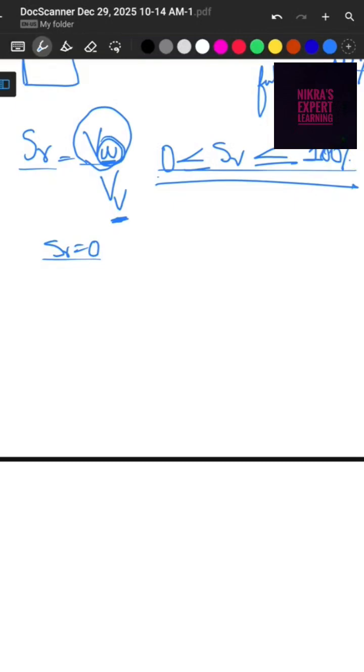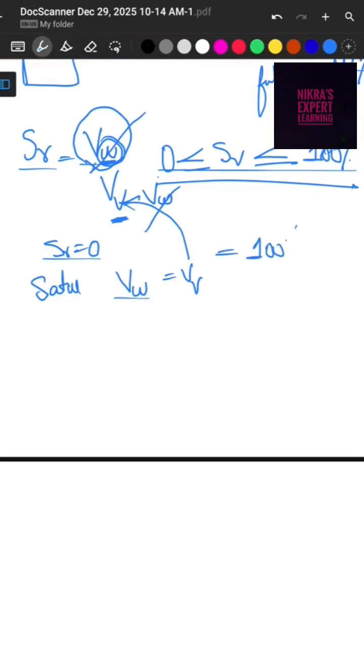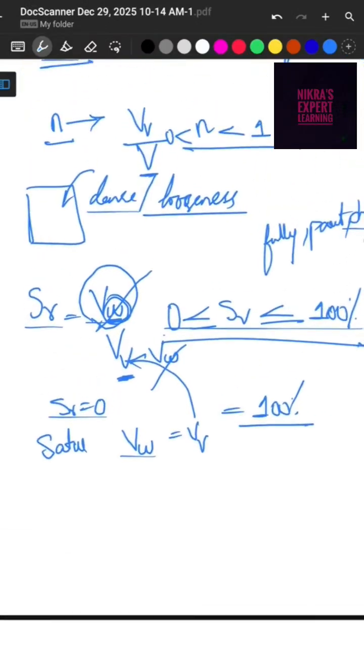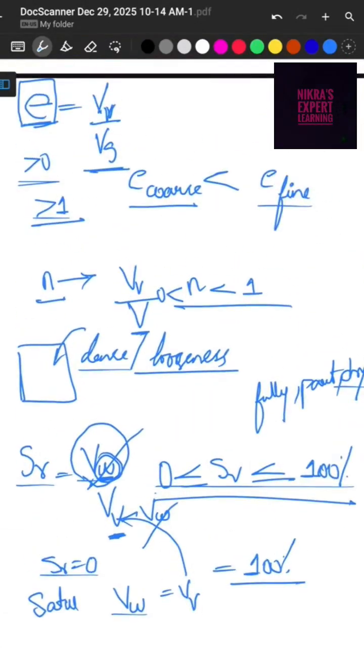But when I am telling about the fully saturated soil, in that case the volume of voids is equal to volume of water. That is, it is completely filled with water, right? So I can just replace the volume of voids by volume of water. So all of this would be cancelled, and the value would be 100%. So in this case, the degree of saturation would be 100%. So here we have learned 3 terms: first, the void ratio, porosity, and degree of saturation.